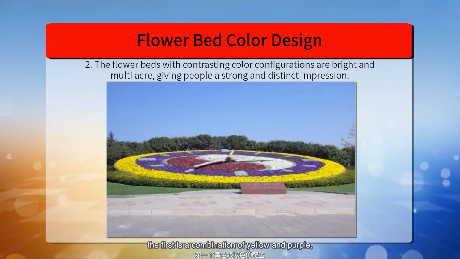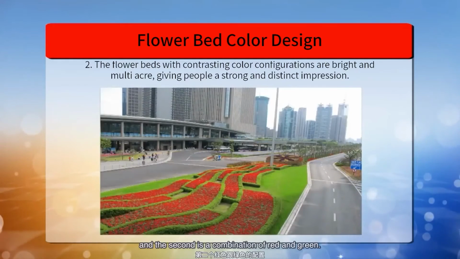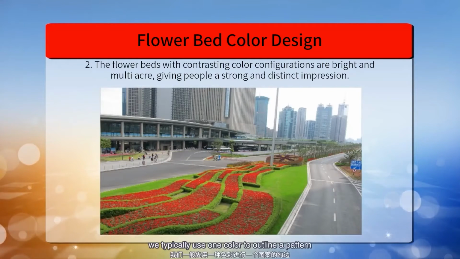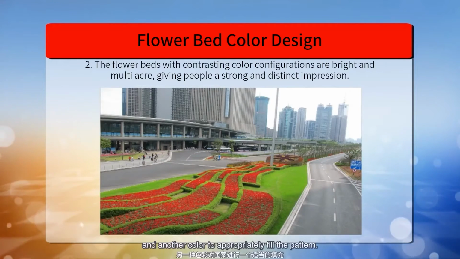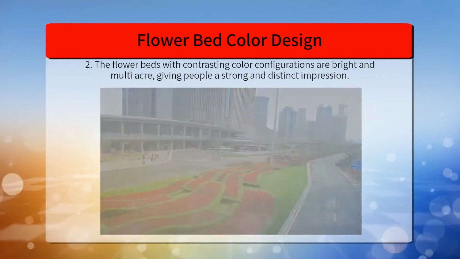The first is a combination of yellow and purple, and the second is a combination of red and green. When arranging contrasting colors, we typically use one color to outline a pattern and another color to appropriately fill the pattern. This creates a very effective result.